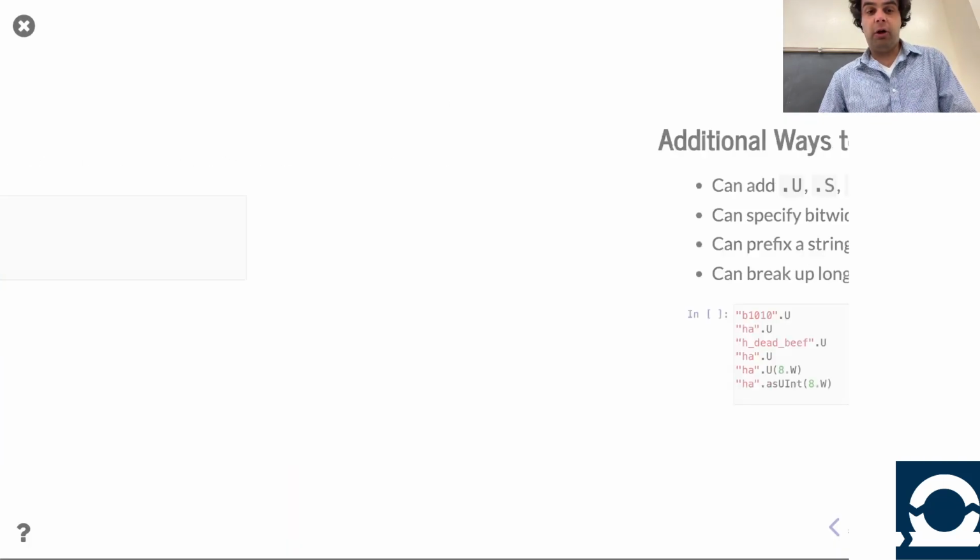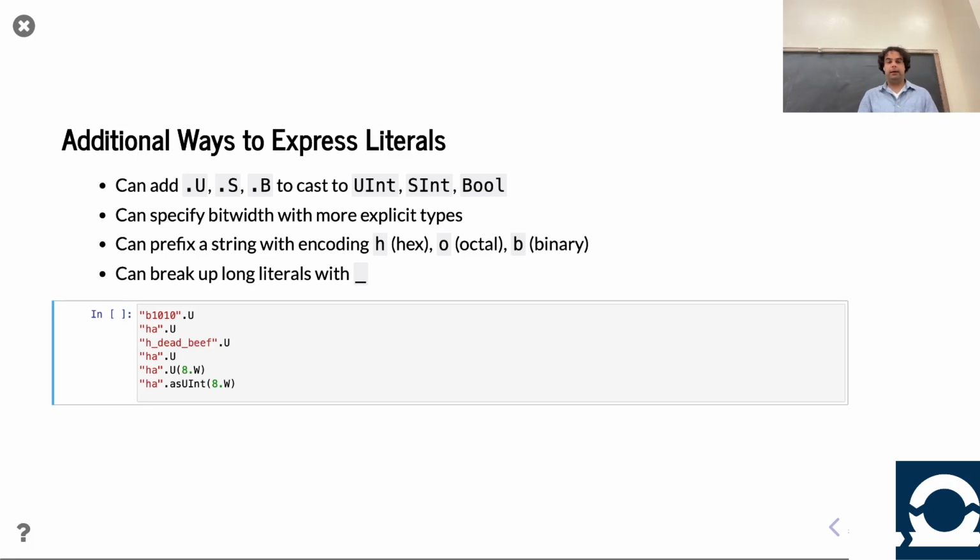I think that's almost it. Yes. So one other thing that comes up a lot when you're trying to write more sophisticated tests is you often want to have bigger and bigger numerical literals. So you've seen already in lectures how we have .U, .S, .B to cast to UInt, SInt, and Bool. But you also can do things with the spacing as well.